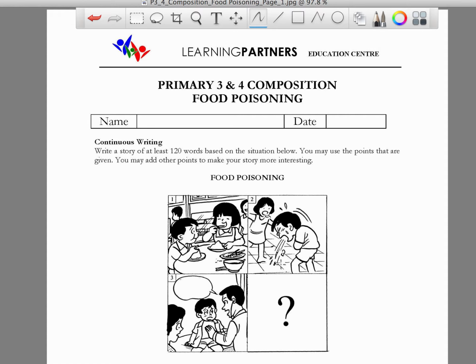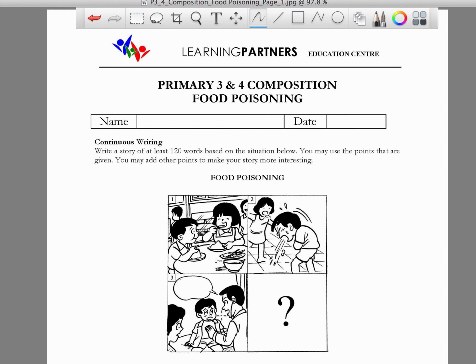Okay, so we have here this case. It's a story about food poisoning. We can see two children here eating something. It looks suspiciously like ice kacang in a hawker center. We can see that the hawker center is not very hygienic, with all this used crockery still on the table. And then in the second picture, we see the same two children at home, and now the boy is having a stomach ache and he's also throwing up.